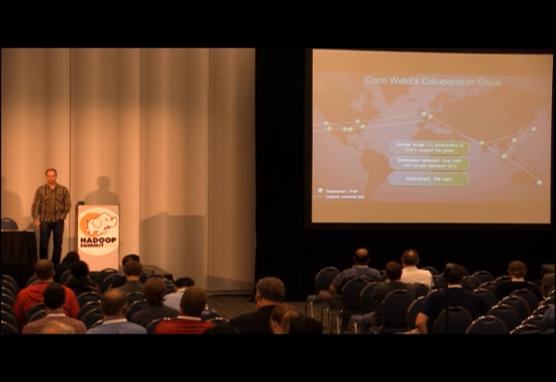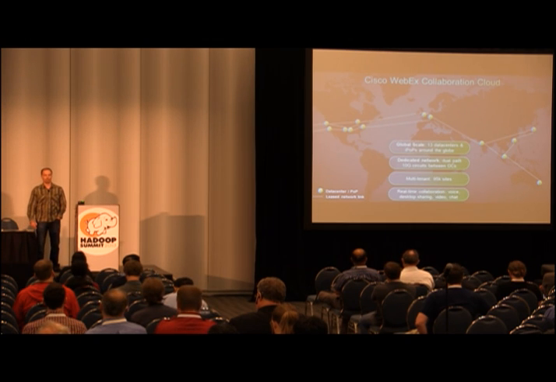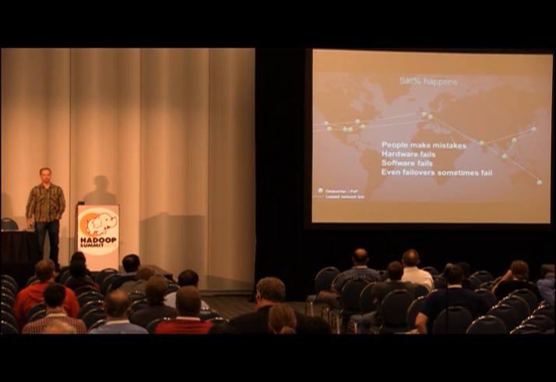The service is multi-tenant. There are 95,000 sites provisioned, and it's a really complex application. There's a website, there's voice, video, desktop sharing. So it's complicated to keep it running. I'm in operations, and things break all the time. People make mistakes, hardware fails, software fails, even the failovers fail. Everything is redundant, everything can fail over to different data centers, but still there are outages.